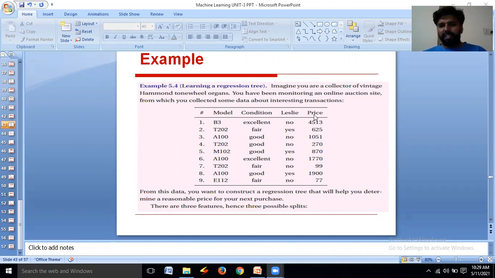Why? Because this is an outcome, and it contains a large number of distinct values. Serial number contains a large number of distinct values. Observe the model having A100, T202, B3, M102. Like this, we had some features.